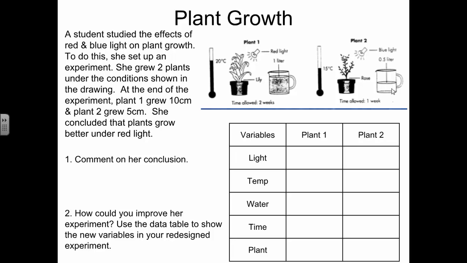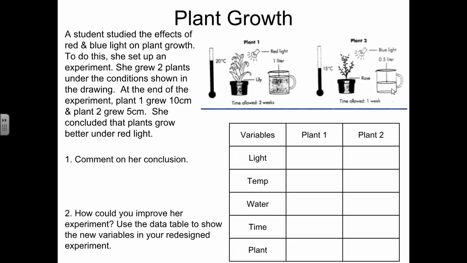The water. Okay. What was she testing? Or what did she say she was testing? Right. She was trying to test the effects of blue and red light. But like Sean was saying, she gave them different amounts of water. So what would that do to her conclusion in this experiment?